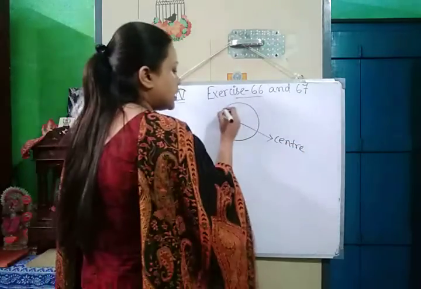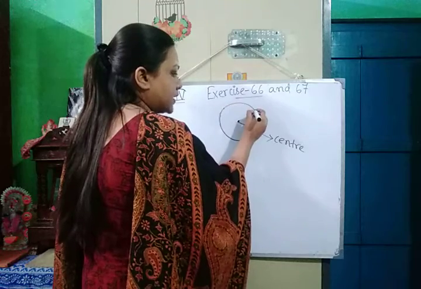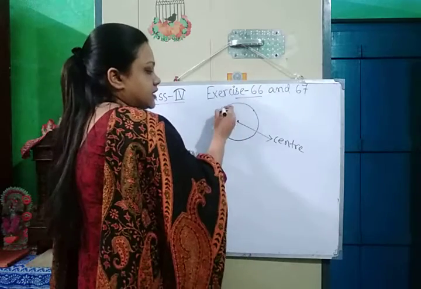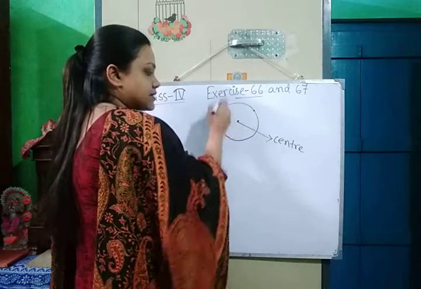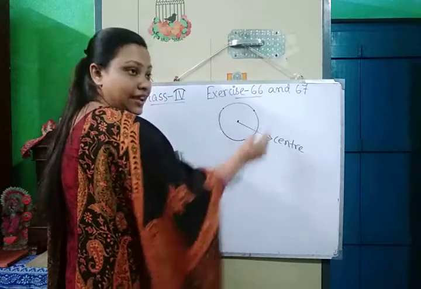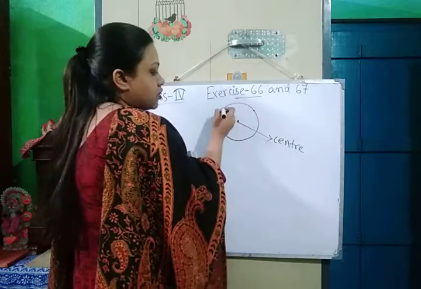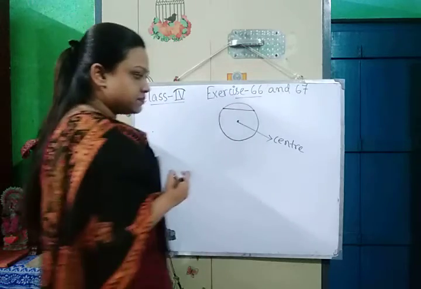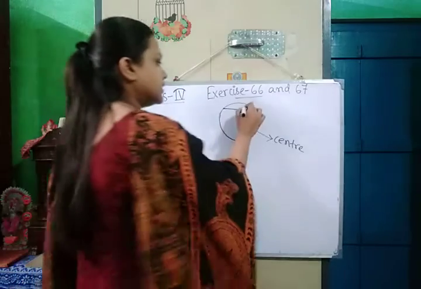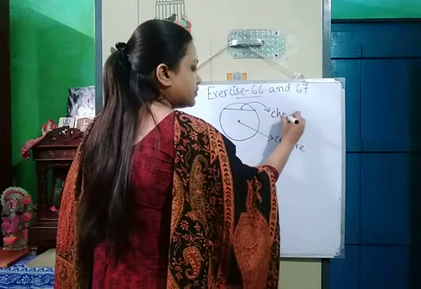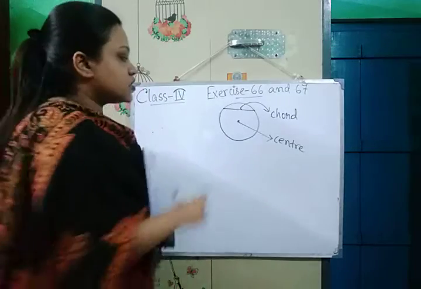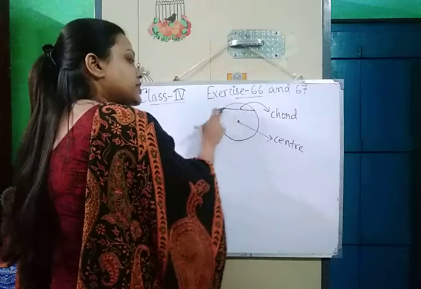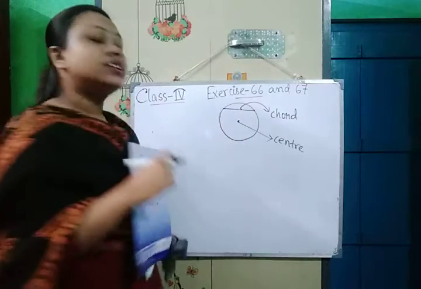Now if we join any two points on the circumference of the circle, means on the circle, this circle is made up of a curved line, no? So if we join any two points on this curve, we will get a line. This line is called a chord. So again I am repeating, this is called the center of a circle. If we join any two points on the curve of the circle, that is called a chord.